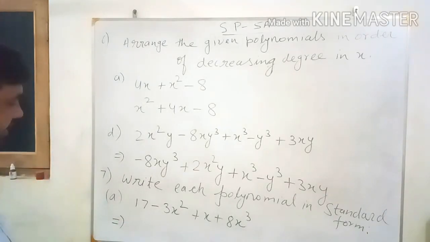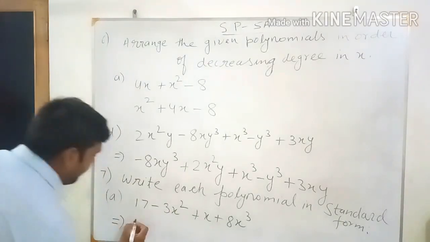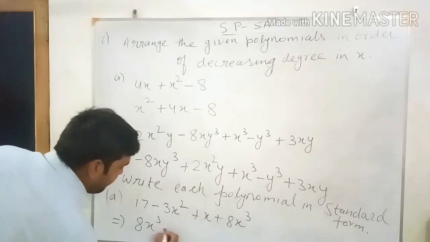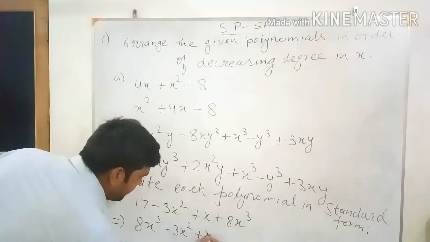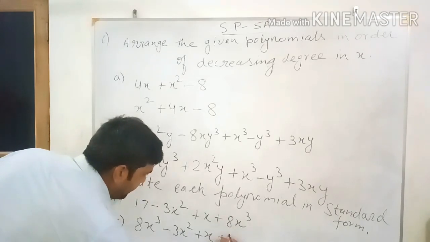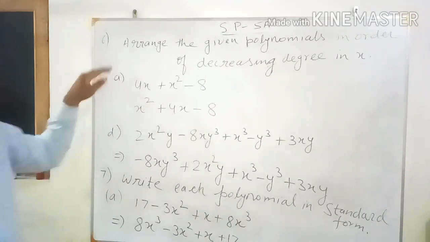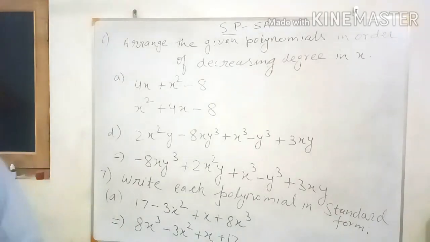Which term has the highest degree? That is the fourth term, 8x cube. So write this first: 8x cube. After that minus 3x square plus x plus 17. So this is the standard form. If you write the polynomial in decreasing degree, that is the standard form. Now we move to question number 8.